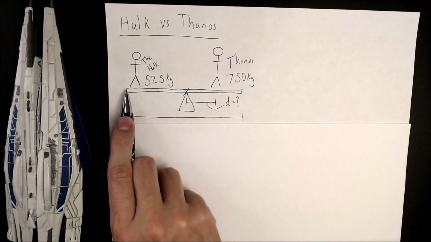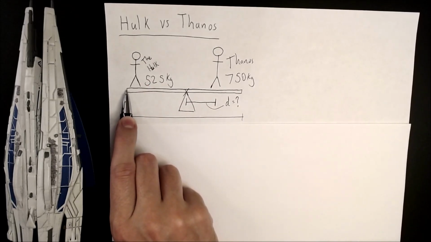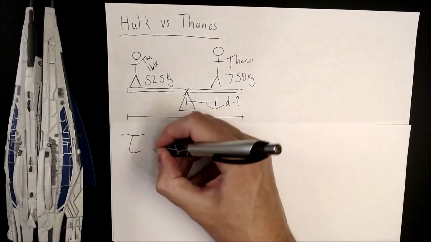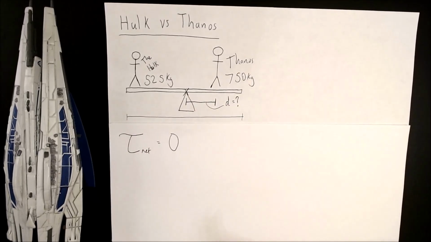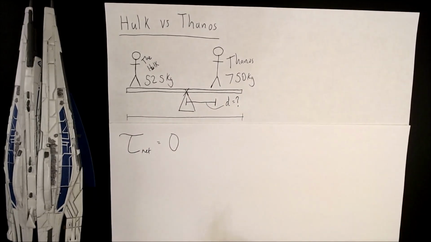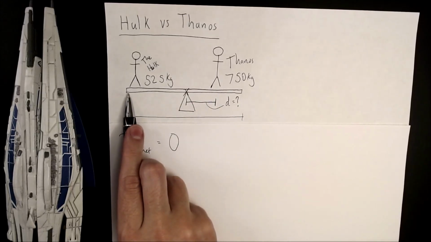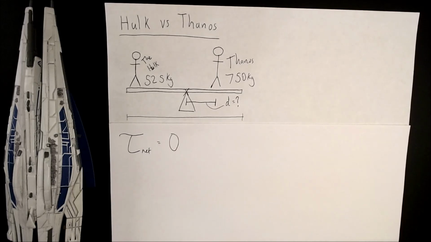But just imagine the Hulk standing like a ballerina at the very edge, the last atom of this plank. Well, the torque at that point is 0. Now, what is applying a torque to this plank when viewed from this point? Is the Hulk applying any torque?